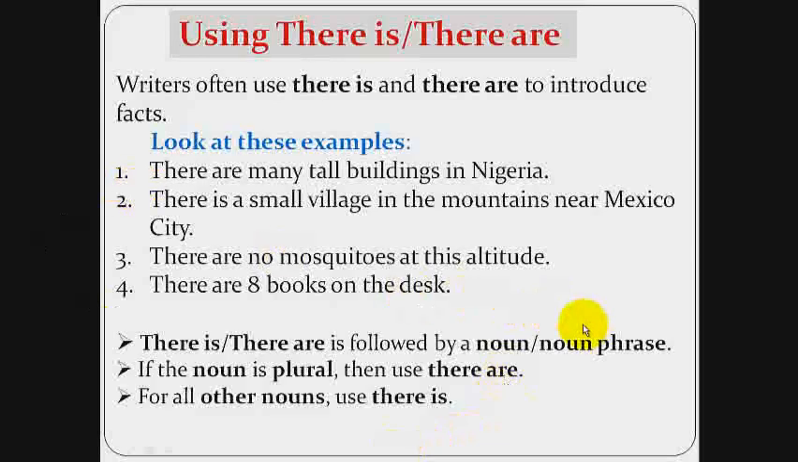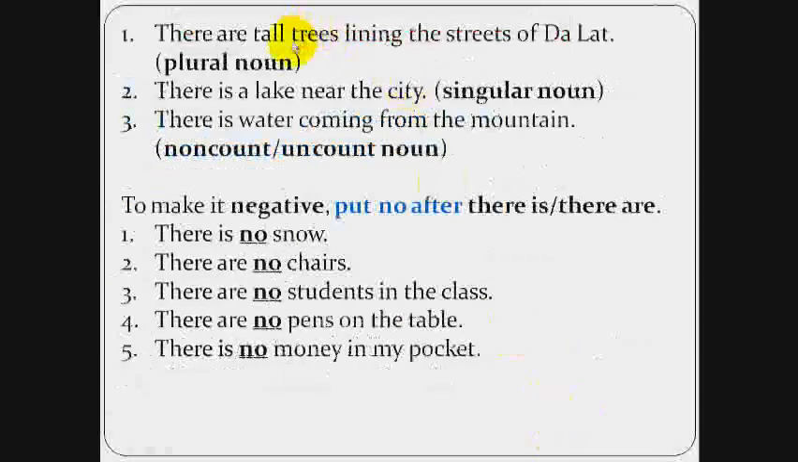Thank you very much. So now, there are tall trees lining the streets of Talat. This is a plural noun. That is why I am using there are. This is a fact. There is a lake near the city. For example, this is a lake. It's a single lake. It is only one. That's why I am using what? There is. And here I have an article, A. An article always comes before singular nouns. If you see an article, then what comes after the article is a singular noun.